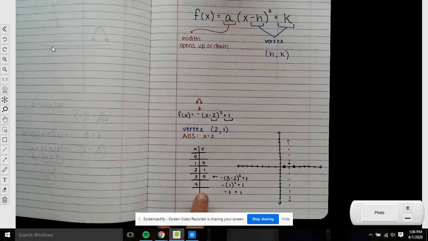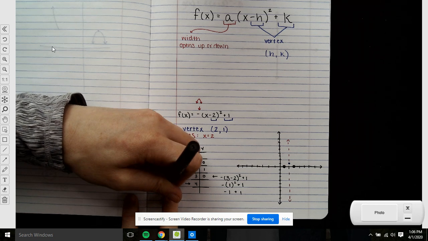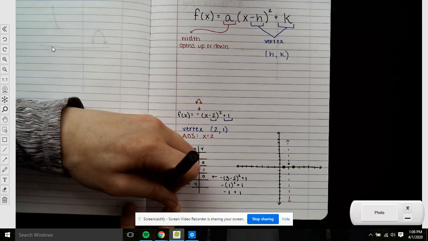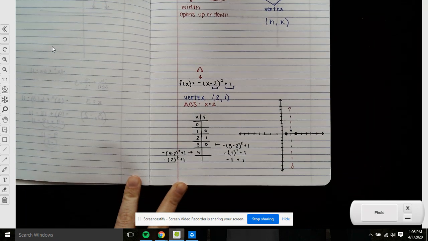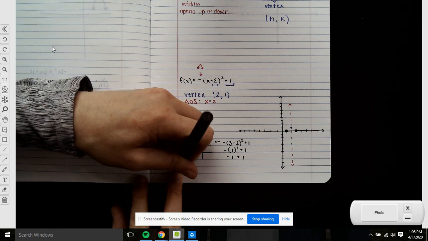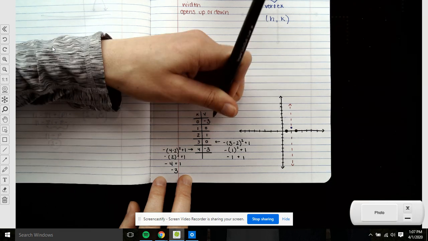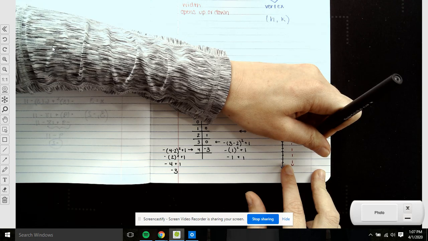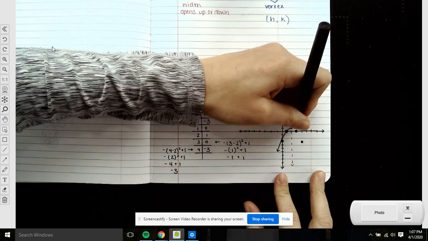So now I'm going to plug in 4. If I plug in 4, I get negative (4 minus 2) squared plus 1. That's going to be negative 2 squared plus 1. So I've got negative 4 plus 1, which is going to be negative 3. And again, since that's a negative 3, this is going to be negative 3 as well, which is great because I just found my y-intercept as well. And I can draw my parabola through here.